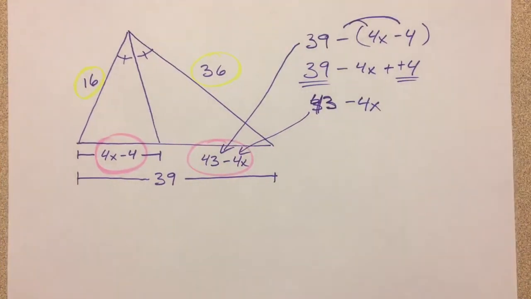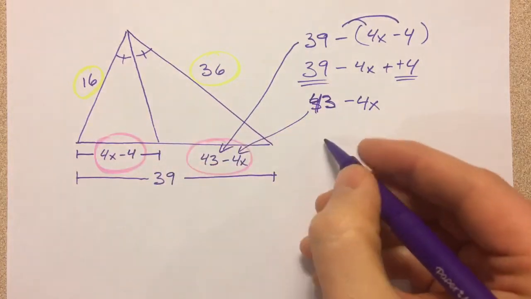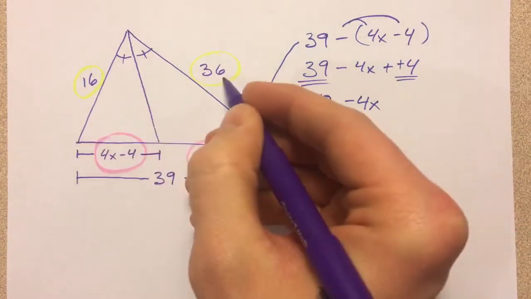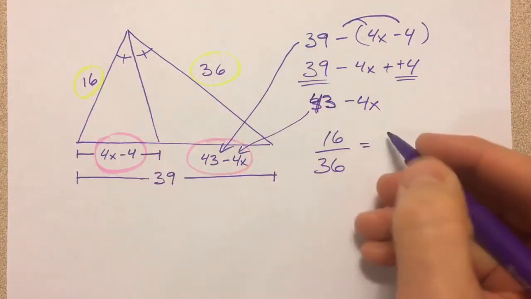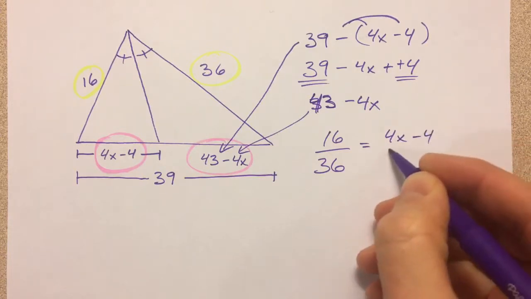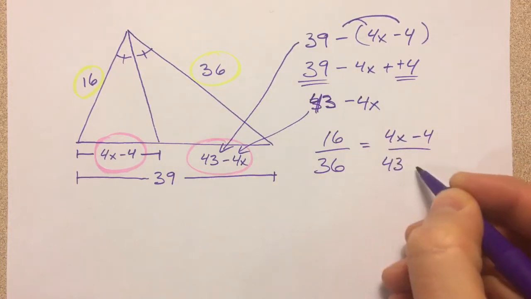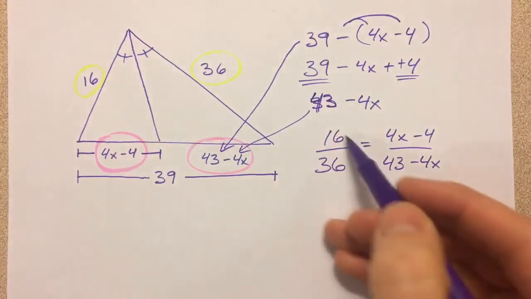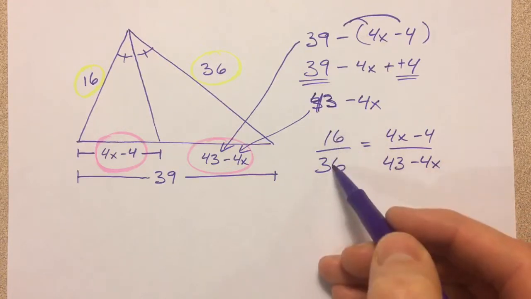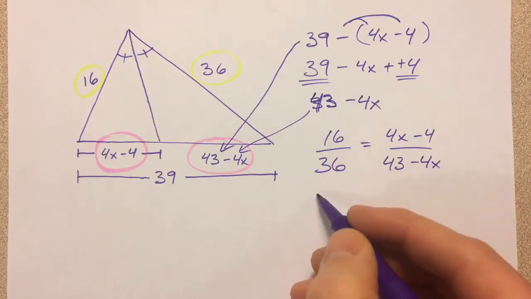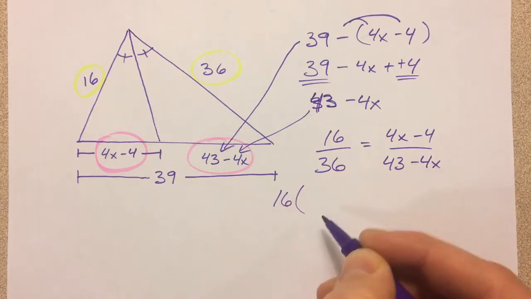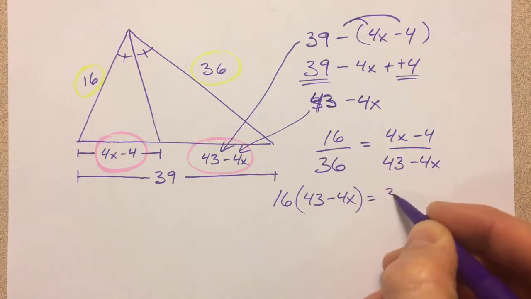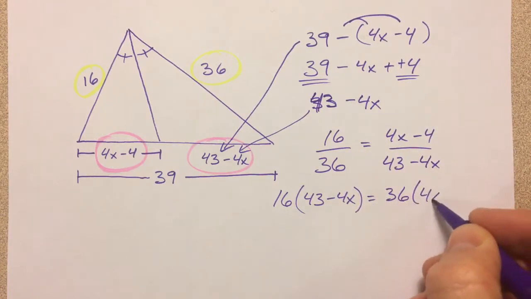And now we can set up that proportion that we were talking about, comparing the 16 to the 36, left compared to the right, and then the left, the 4x minus 4, compared to the 43 minus 4x. Now, at this point in time, you could simplify this and divide top and bottom by 4. When we did this in class, I don't know that we simplified this, and so I'm just gonna cross multiply here. 16 times 43 minus 4x and 36 times 4x minus 4.